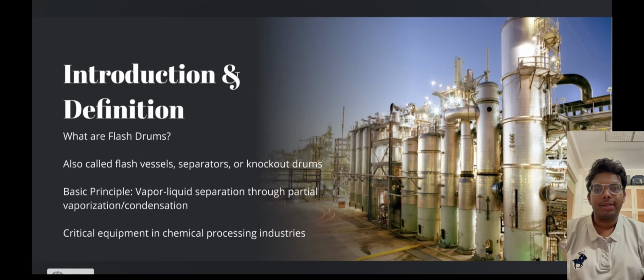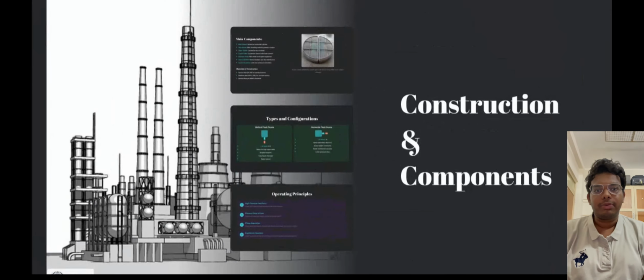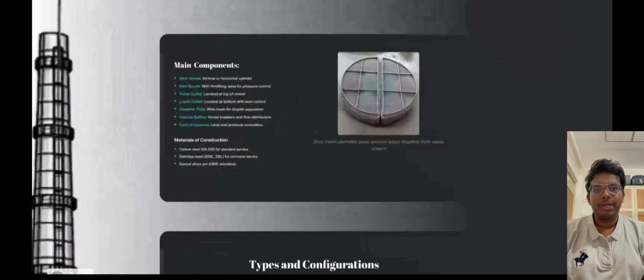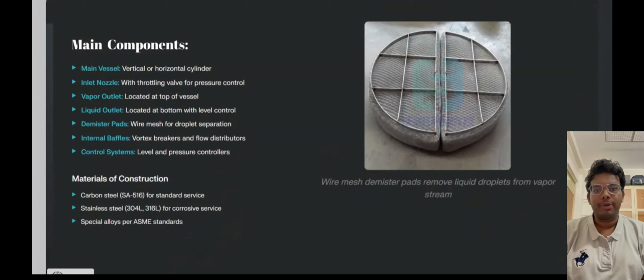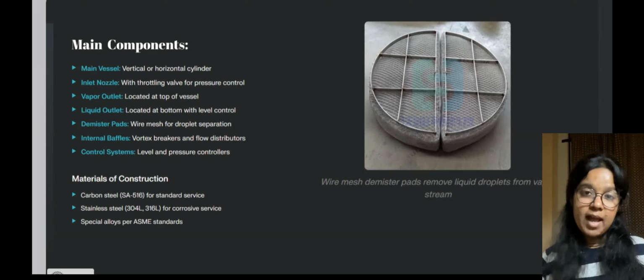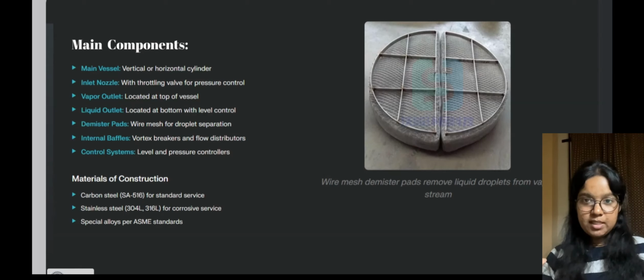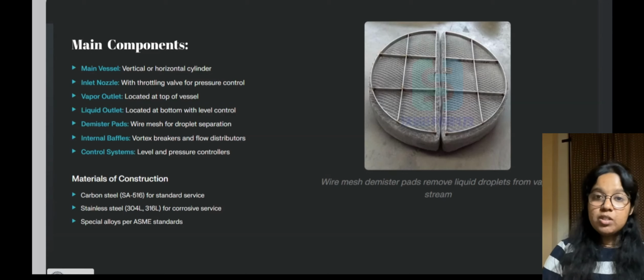So, what exactly are flash drums? They serve one essential purpose: separating vapor and liquid phases through a controlled pressure drop. The principle is simple. When high pressure liquid suddenly encounters lower pressure, it partially vaporizes or flashes. A flash drum is a cylindrical pressure vessel and it has key components working together. For example, the inlet nozzle which controls the pressure drop, the demister pads which remove the liquid droplets, and the vortex breakers which prevent gas entrainment.